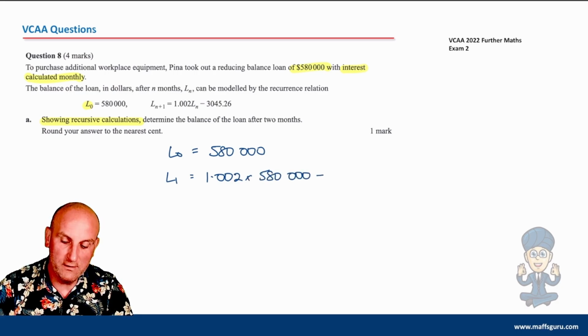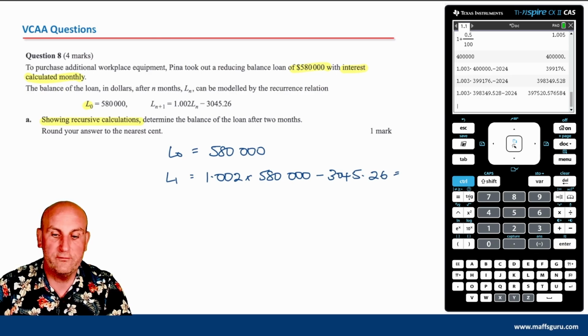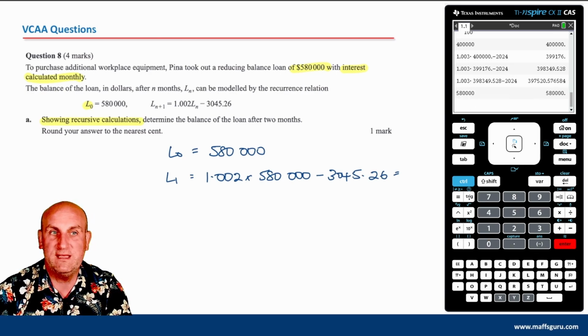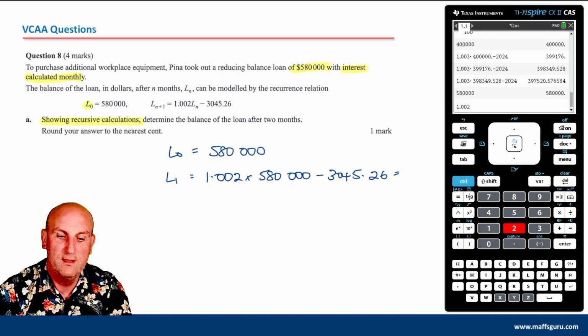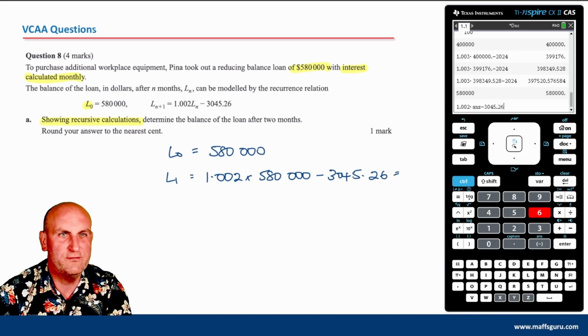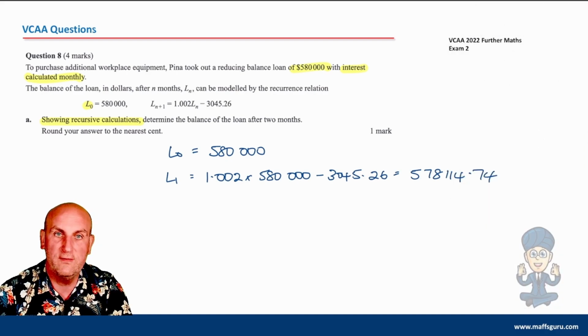580,123 minus 3045.26. Yes, you would have to write this down. Yes, I've now got to work it out. So let's do 580,123. Now, again, I can make my calculator make my life a bit easier by actually doing the recurrence relation, minus 3045.26. Is that right? 3045.26. And hit enter. So that's going to give me 578,114.74. Right, so I'm going to turn that off there.